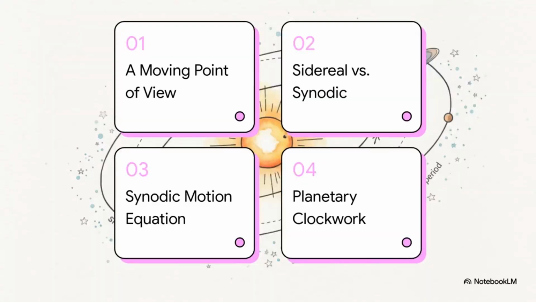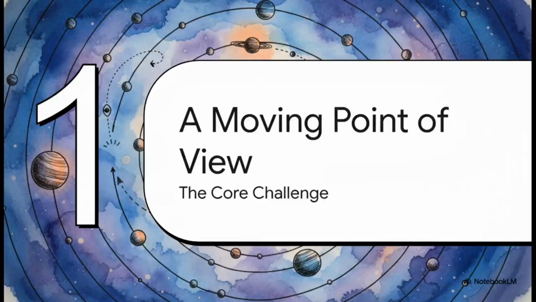All right, here's our roadmap. We're going to start by framing the problem from our moving point of view. Then, we'll need to define two absolutely critical concepts, the sidereal and synodic periods. After that, we'll get into the mathematics and derive the relationship between them. And finally, we'll use that math to see what it tells us about the real clockwork of our solar system. So, let's dive right in.